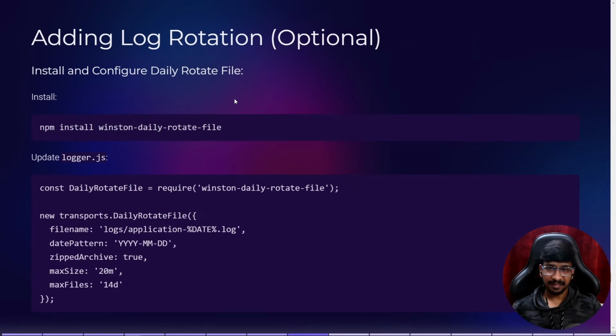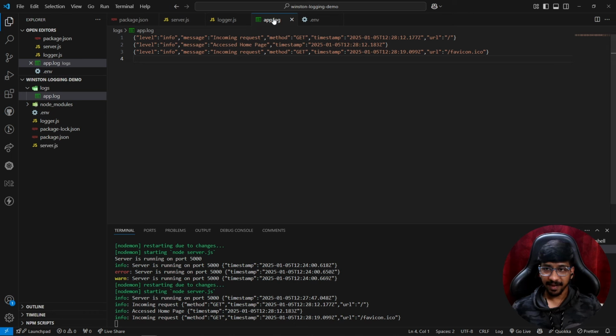Let's look at another scenario, adding log rotation. Why is it necessary? Let's say inside the app you have a file where you are storing the logs, and it is running out of storage. How do you manage that? You need to store logs as per date, so today's log should be in a separate file. How do you rotate and manage that?